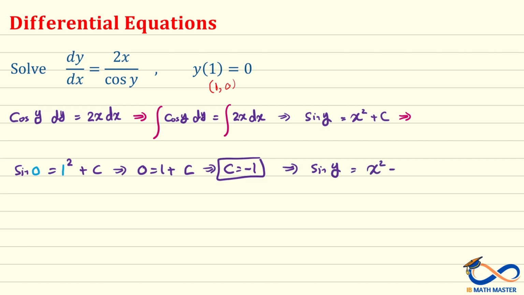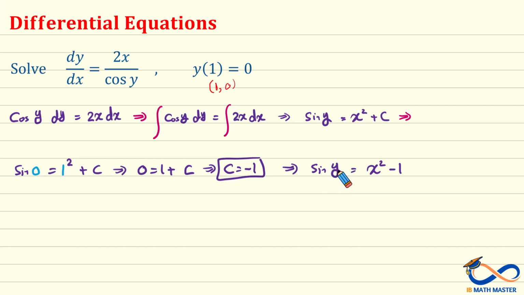Sine y is equal to x squared minus 1. So this is the particular solution to this differential equation that passes through the point (1, 0). Here we will try to make y the subject if we can. Here we can solve for y.